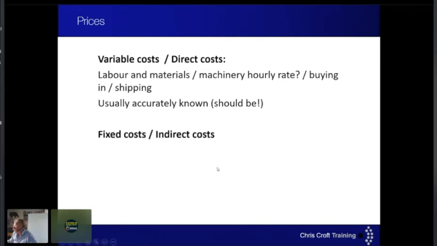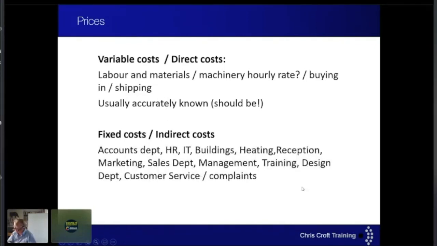I can measure that. Then I've got my fixed costs, which are sometimes known as indirect costs. And this is everything else: accounts, HR, IT, buildings, heating, reception, marketing, all that stuff. You know, the cost of my website. Now, I know what my website costs, but it's hard to apportion that across all my customers. And a lot of this stuff, I don't even know what it costs, really. I mean, the time to design a training course, who knows?